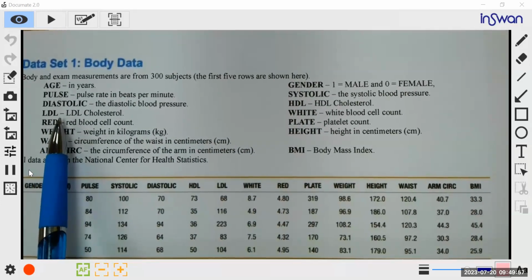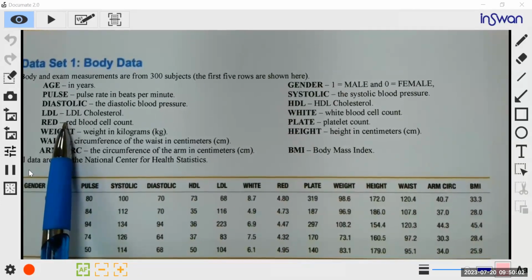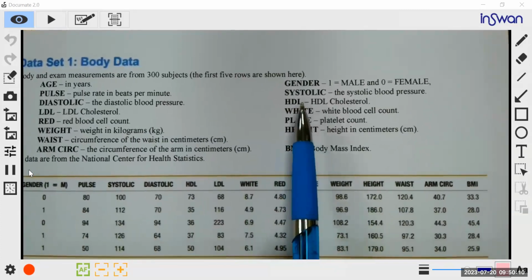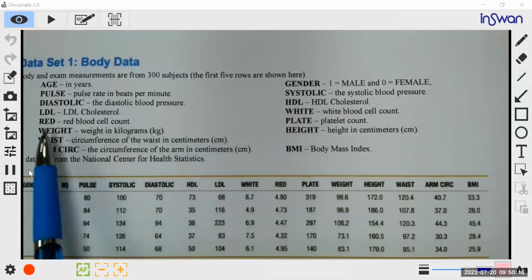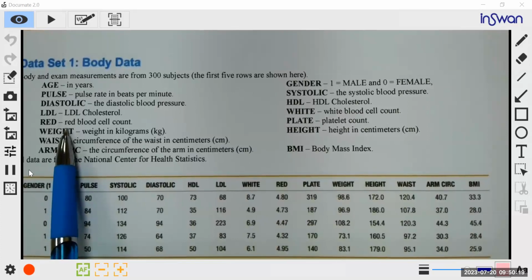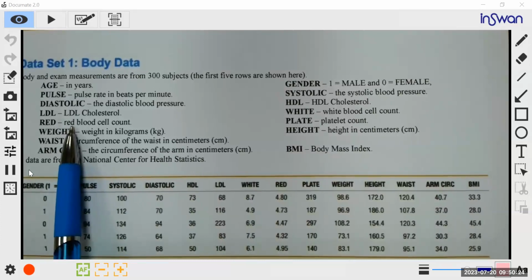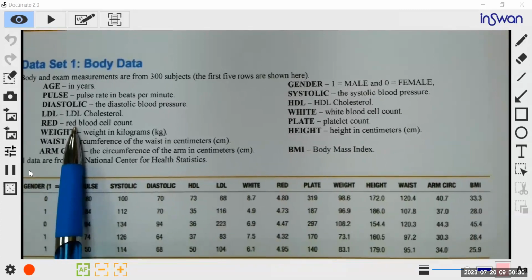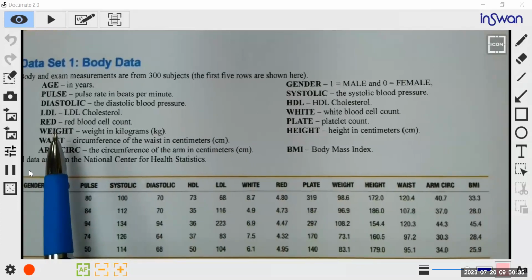What are HDL and LDL? Which one's good? Yeah, L is for lousy. H is healthy, L is lousy. That's the bad cholesterol. That's the good cholesterol. You have the white blood cells, you have the red blood cells. What do red and white blood cells do? White blood cells fight diseases and carry your antigens, and red blood cells carry oxygen and nutrients to the rest of your body.